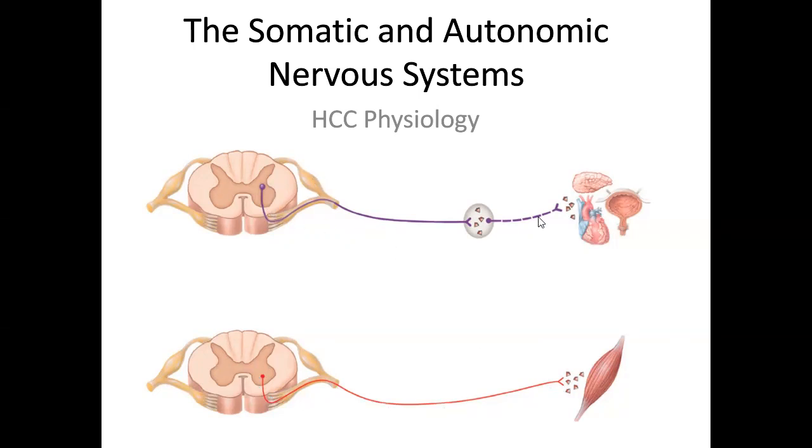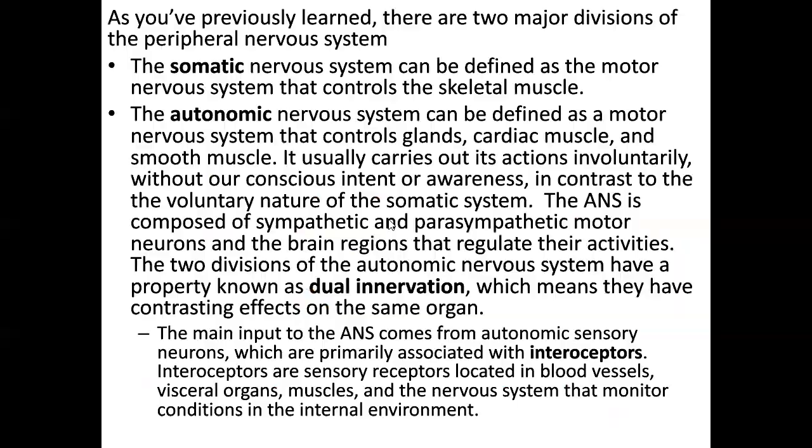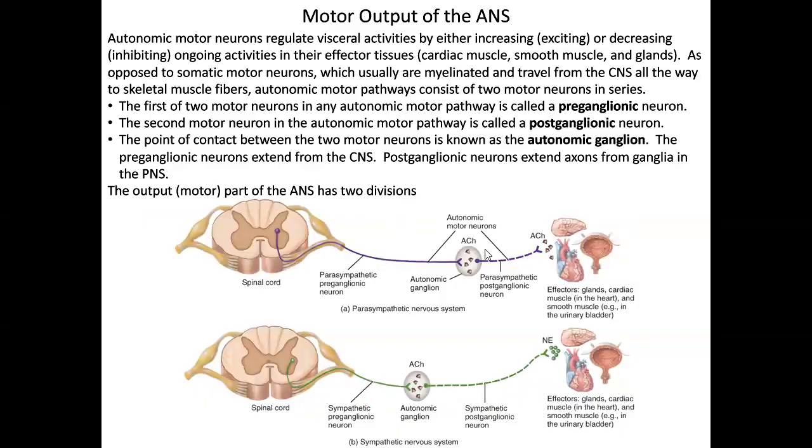But if the signal is going to things like our cardiac muscle, our smooth muscle, our glands, it takes two neurons to get there. The first neuron is called a preganglionic neuron. The second neuron is called a postganglionic neuron. We call them that because where they meet is called the autonomic ganglion. That says point of contact, but remember, neurons don't literally touch. It's where they're almost touching, where what we call the synaptic cleft is.